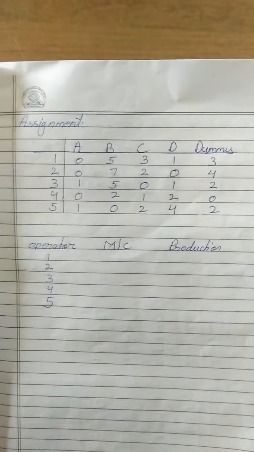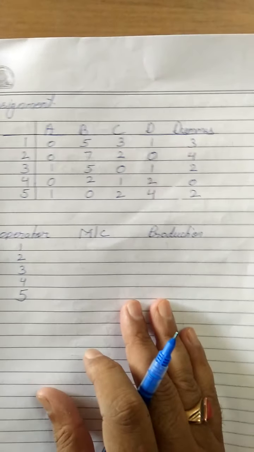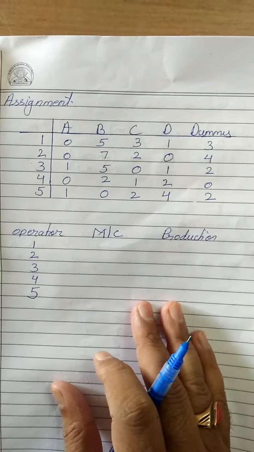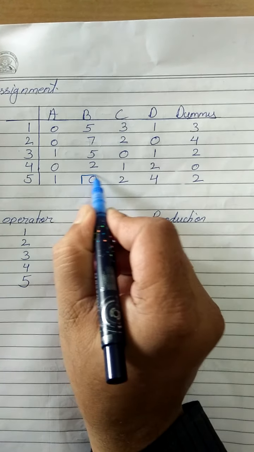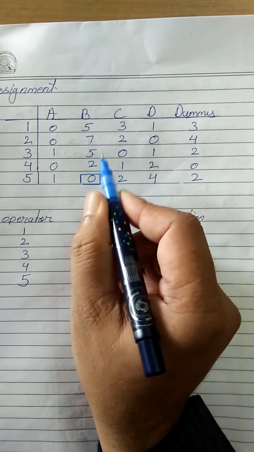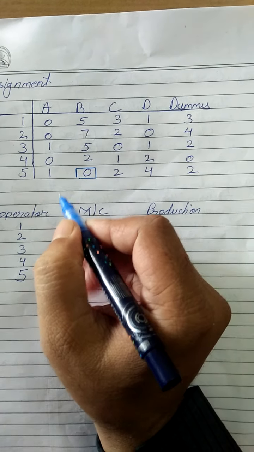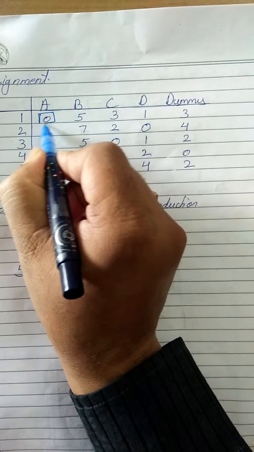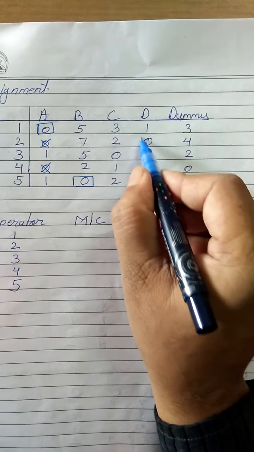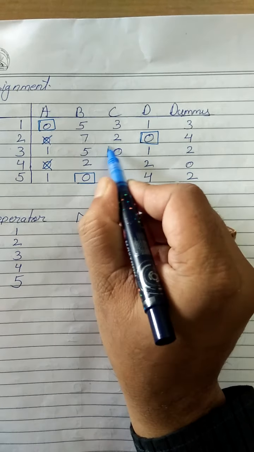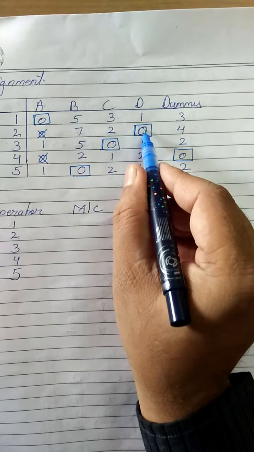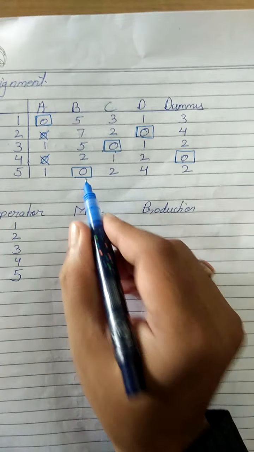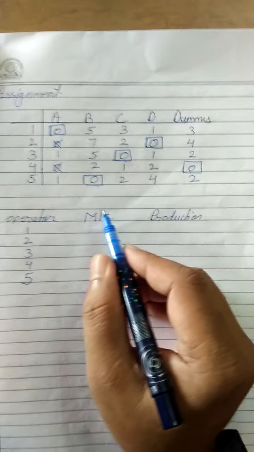For assignment, we write down the newly formed matrix. Now we check the row which has a single zero. Here the fifth row has a single zero, so mark it and cut the other zeros in that column. Any other single zero? Yes, in the first row, cut the corresponding column zeros. Now check any row. Yes, here. So we got 1, 2, 3, 4, 5 assignments.